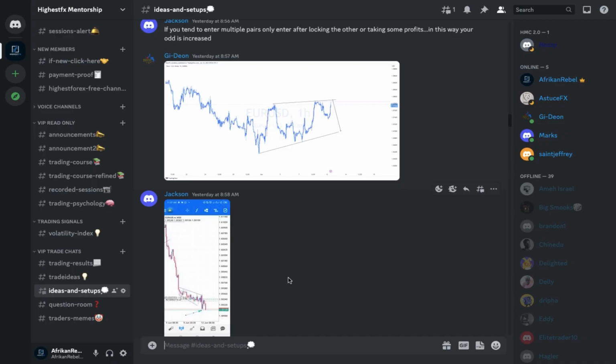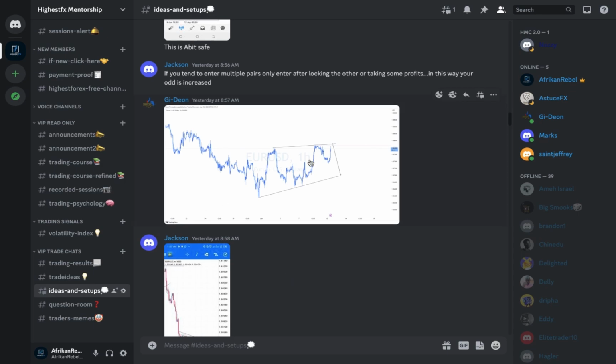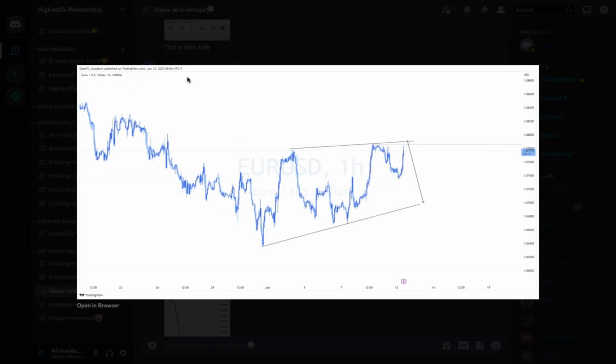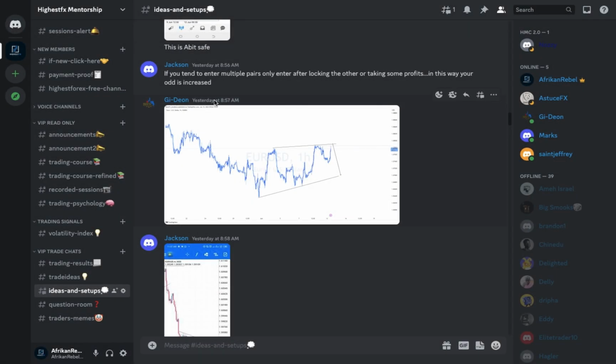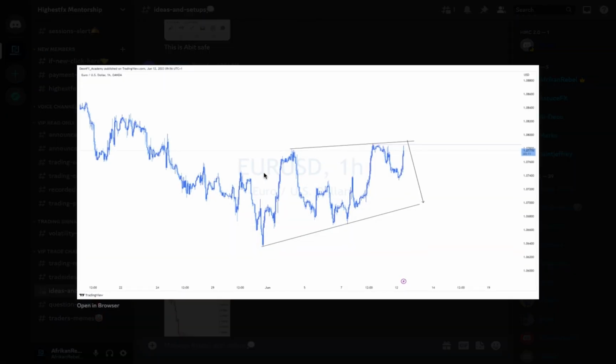So people, this is our premium Discord section. This is the ideas and setup section. All right. So if you look at this, someone posted an idea or a setup for us to look at. This is in the premium community. Gideon, big ups to you. So he posted it, and when I saw it, I immediately knew there's something wrong with it. All right. So I'm going to tackle all of these things. It will help me explain to you guys the theme of this video, which is about pattern separation.